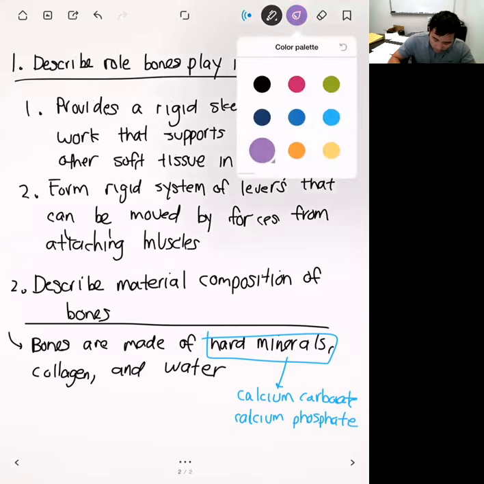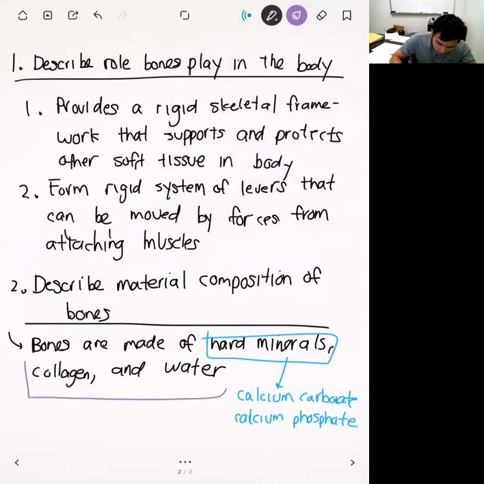Okay, whereas the collagen and the water, both of these kind of perform the same thing. All right, and so these kind of help contribute to a little bit of flexibility, and also helps it have some tensile strength.